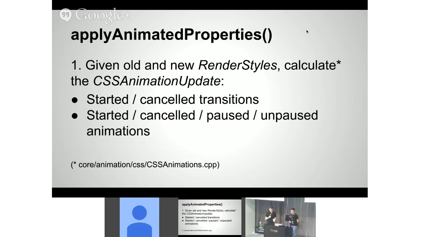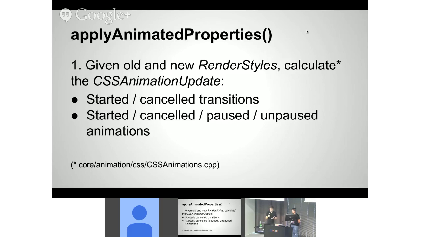Within apply animated properties, I just want to explain exactly what happens there. What we're going to do in the first step is basically produce an update which explains what's happened in terms of animations and transitions. In this update, we're just building a data structure. We're avoiding mutating any animation-related data structures. That's good for the modularity of our code, but it also enables options in the future, like if we were to make style recalc parallel or threaded in some way.